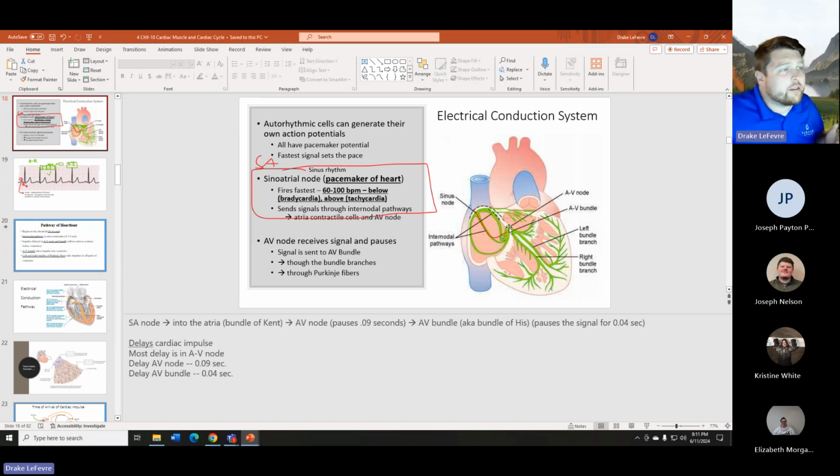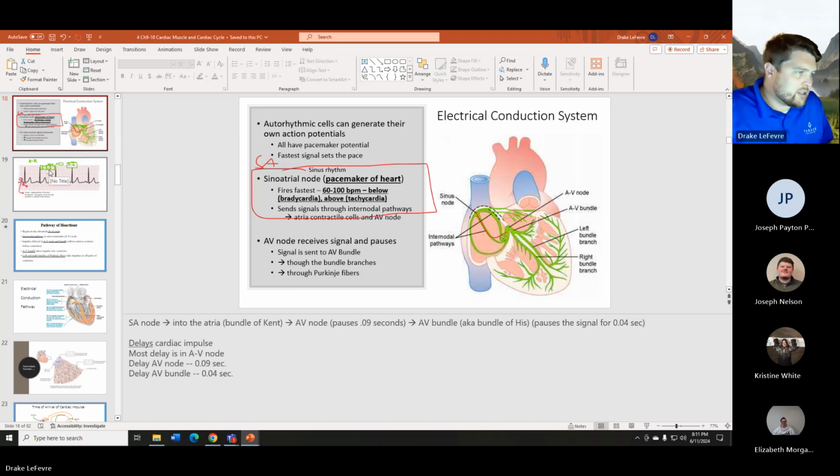We hope that after the electrical signal goes through, we get a contraction, but we don't know for sure. Just because we see an electrical impulse doesn't mean we're getting a contraction. So they're two separate things that we need to look at.